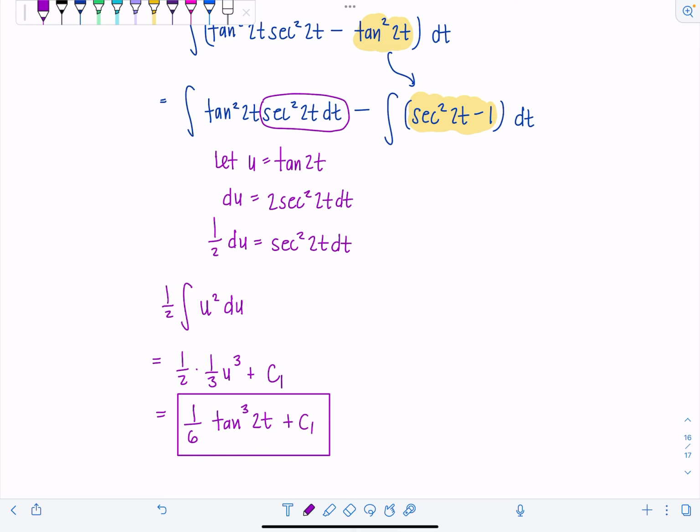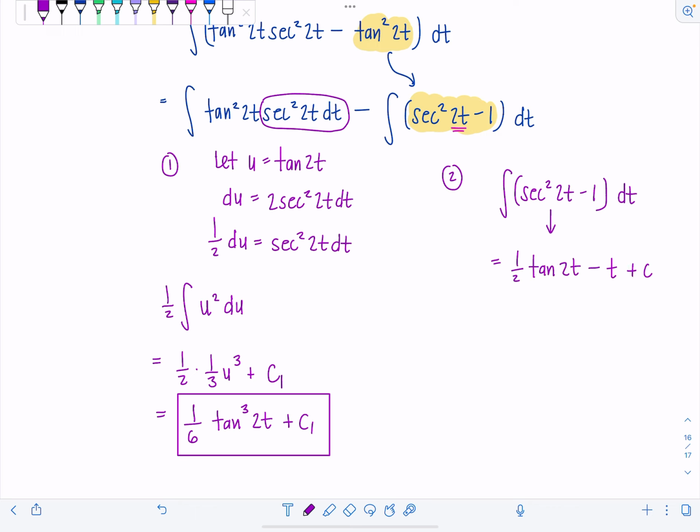Okay, what about the next integral? You shouldn't need to u sub just because of this 2, right? We know all that's going to happen is you're going to pick up an extra 1/2. So for the second integral, shall I number them? This is 1, this is 2. So the integral of secant squared 2t minus 1 dt. This is just going to be a 1/2. Keep the argument the same, tangent 2t minus t plus c2.